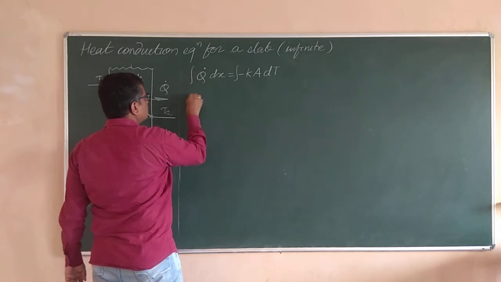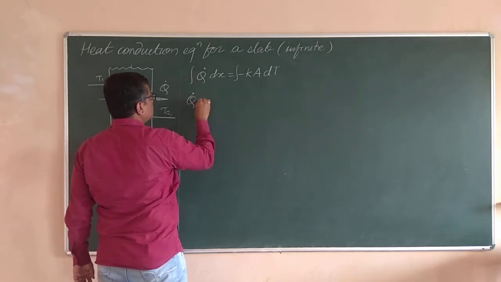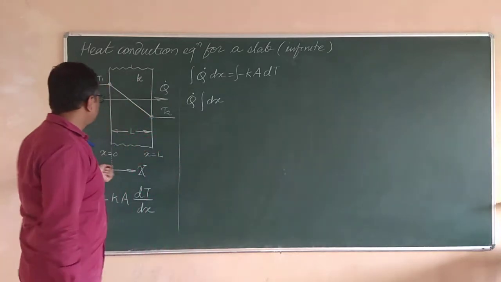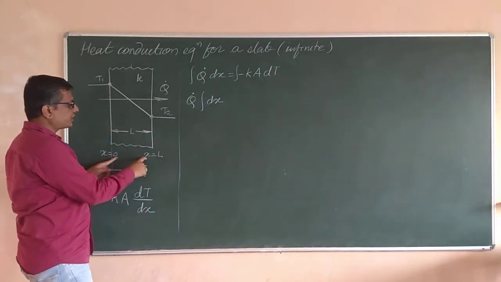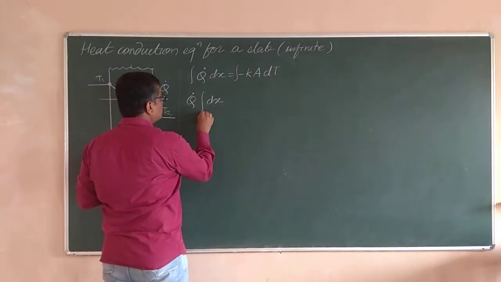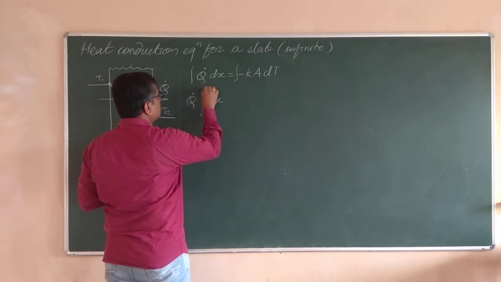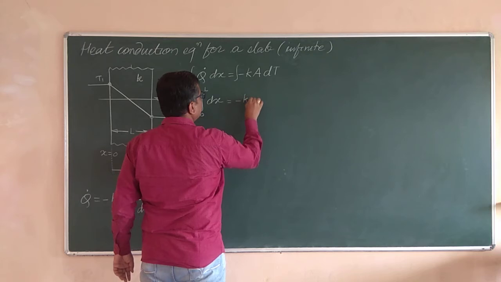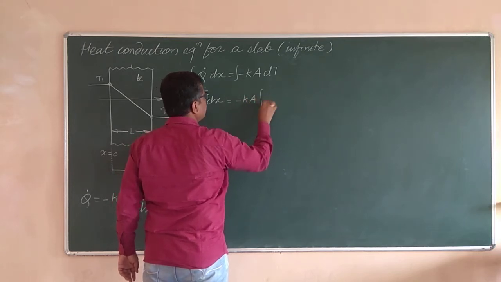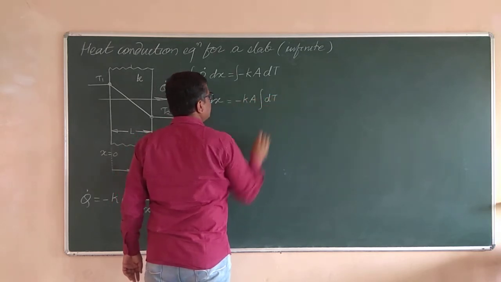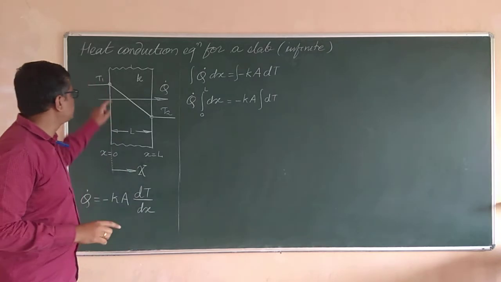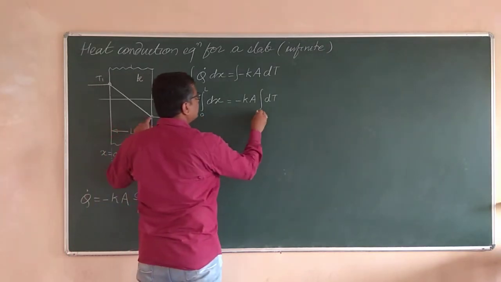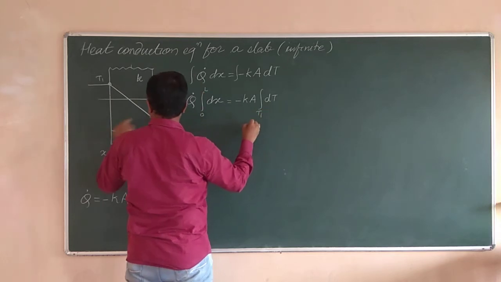The constant Q dot, the heat transfer rate, stays outside, integral of dx. Now x is varying from x equals 0 to x equals L, so I put down the limits 0 to L. This equals minus K and A, being constant, taken out of the integral, and then integral of dT, where T is varying from T1 to T2. When x is equal to x1, T is equal to T1, and when x is equal to L, T is equal to T2.